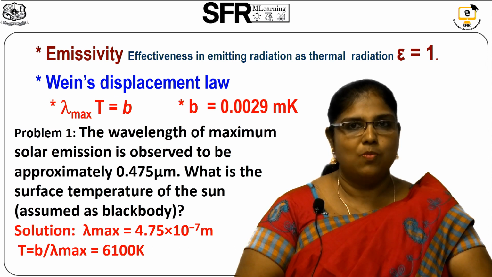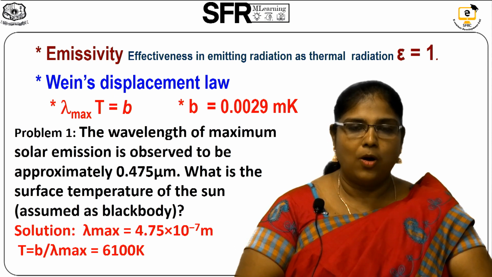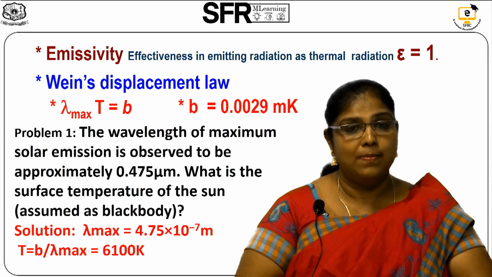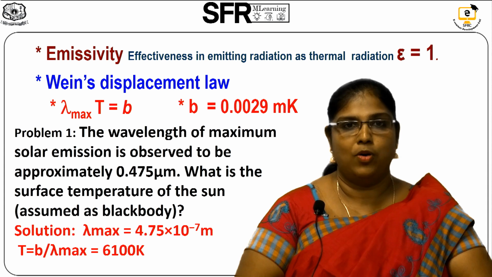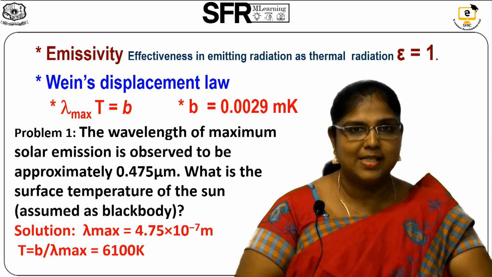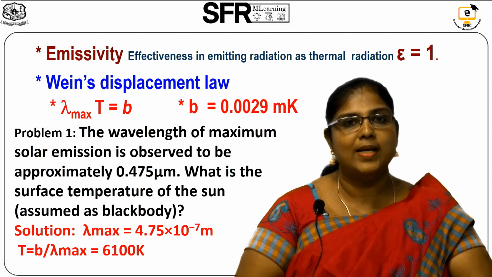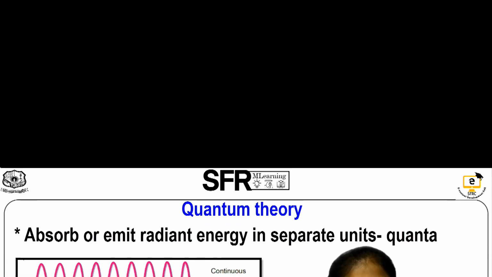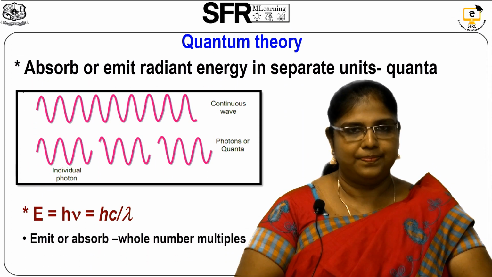Now we will see a small problem, in which you are asked to find the temperature of the sun by assuming the sun as a black body. The wavelength is given as 0.475 micrometer, which is 0.475 into 10 power minus 6 meter, and it can be taken as 4.75 into 10 power minus 7 meter. By using the formula of Wien's displacement law, we calculate the temperature of the sun.